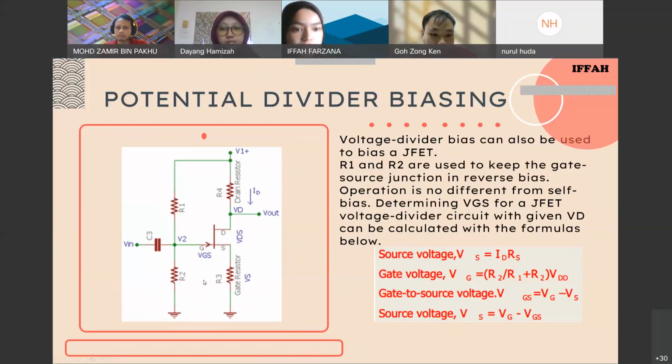The voltage drop across the source resistor is needed to be larger than the resistor divider gate voltage. In such a way, the VGS remain negative. So this is how the JFET is constructed and biased. So to determine the VGS for a JFET voltage divider circuit with given VT, it can be calculated with the formulas below.